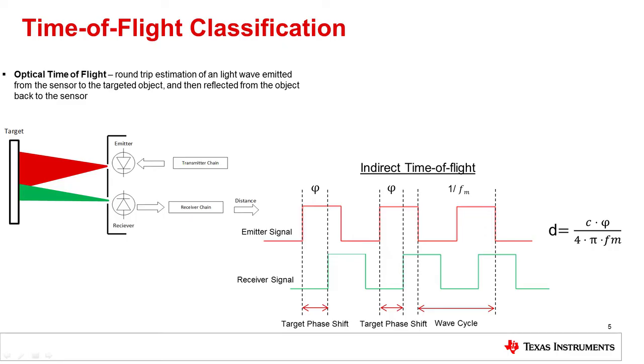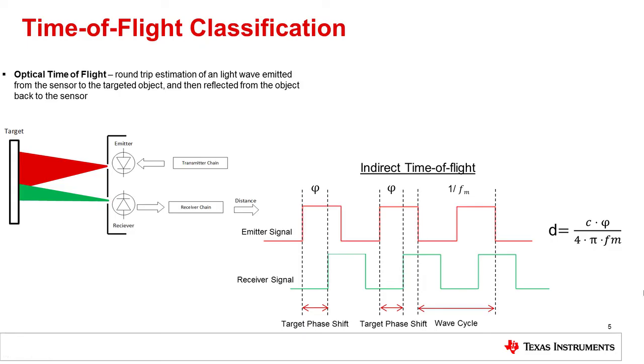complete a single measurement. The formula to find the distance when using this method is multiplying the speed of light and the phase shift between the emitted and the received signal. This is divided by the product of 4, pi, and the modulated frequency.